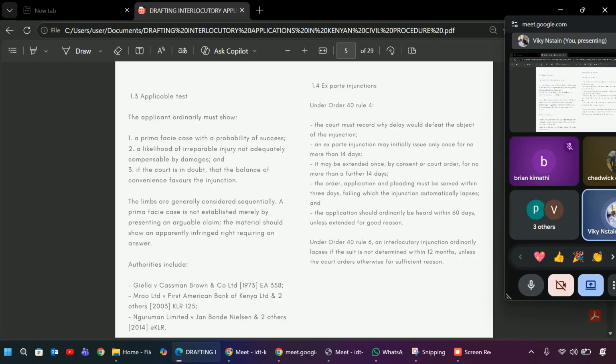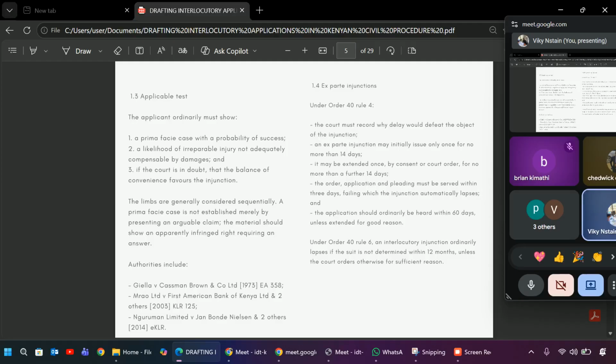So if a client comes to you and tells you, I had already obtained an injunction, it was ex parte, and then the examiner tells you that this client is approaching you on the 15th day, take note that you can extend the same by consent or order of court for no more than a further 14 days. So that is the first advice that you'll be giving this client. The order, application, and pleading must be served within 3 days, failing which the injunction automatically lapses. And the application should ordinarily be heard within 60 days unless extended for good reason.